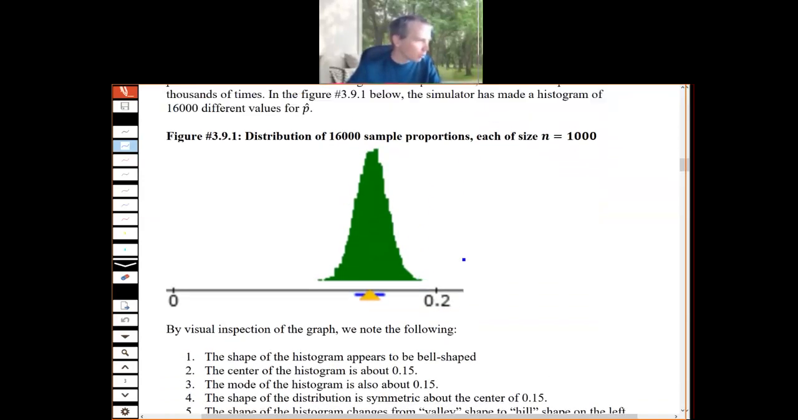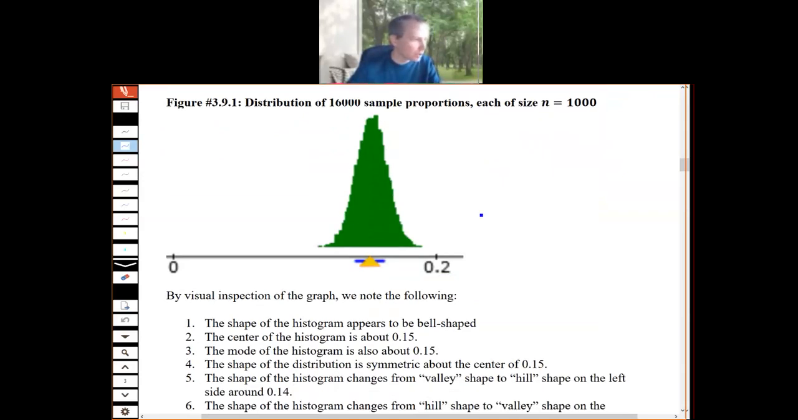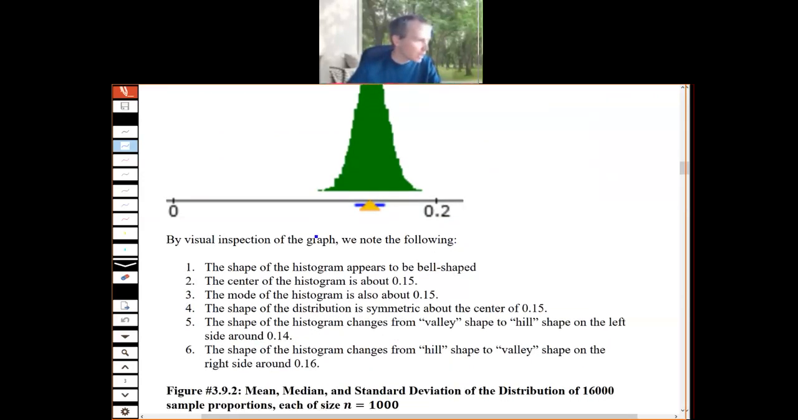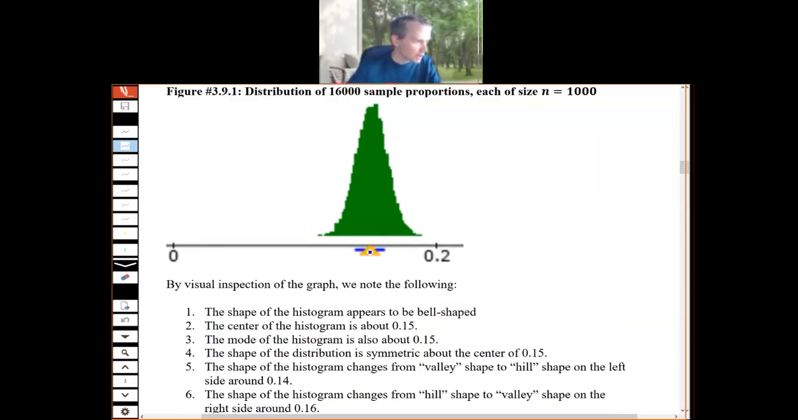Okay, so when we take lots of different samples, we can make a few notes. All right, so the shape of the histogram appears bell-shaped. Okay, if I look at this one here, it looks like my tall middle center here is right around 0.15. So that's also the mode, and it's symmetric about that point, right on either side. Okay.